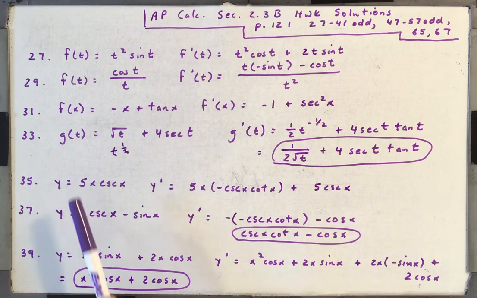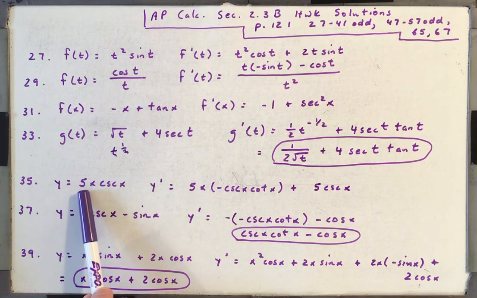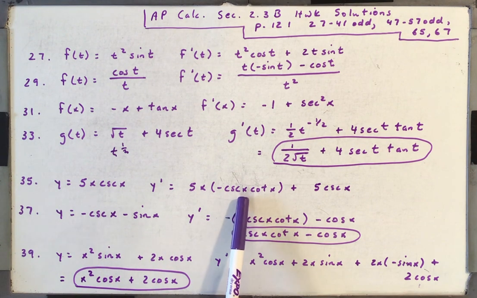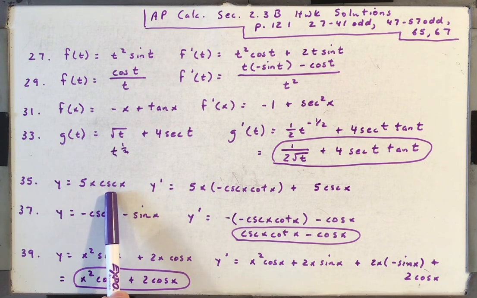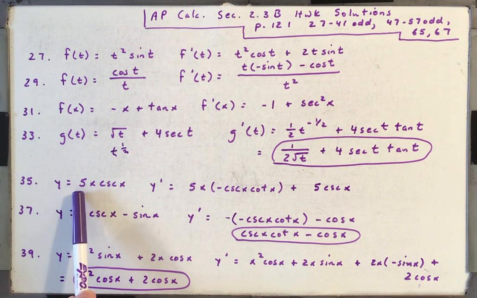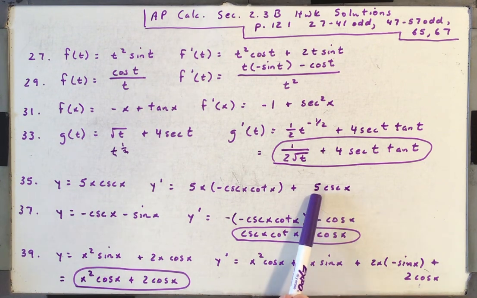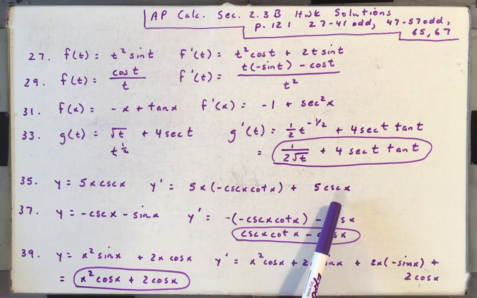All right, 35, we have y is equal to 5x cosecant x. So y prime would be the first, 5x, times the derivative of cosecant x, which is minus cosecant x cotangent x, plus the second, cosecant x, times the derivative of the first, which would just be 5. So it's better to bring the 5 out front so we don't confuse it with the angle there.